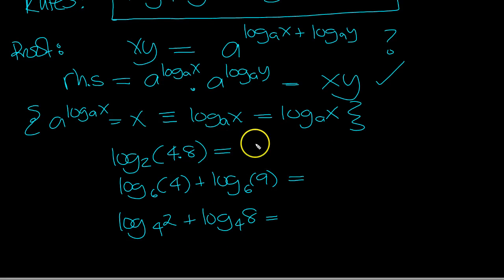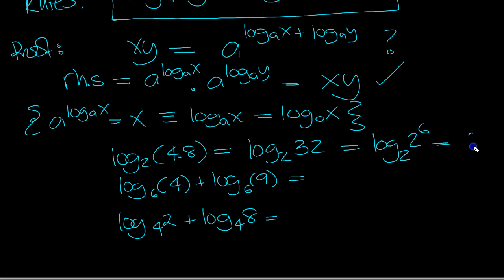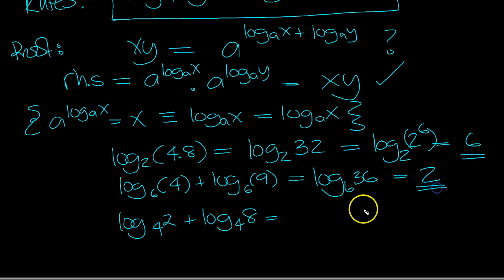Log base 2 of 4 times 8 is log base 2 of 32, which equals question mark. What power of 2 do you need to get to 32? Well, 32 is 2 to the 5, isn't it? So it's log base 2 of 2 to the 5. So the power you need to raise 2 to get to 2 to the 5 is clearly 5, isn't it? Log base 6, times you add, don't you? So 4 nines are 36. What power do you raise 6 to get to 36? It's 2, isn't it?